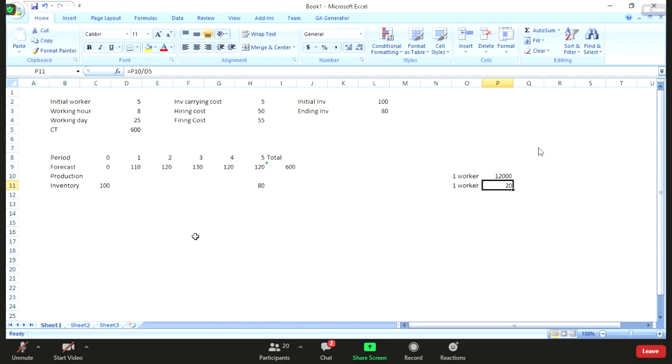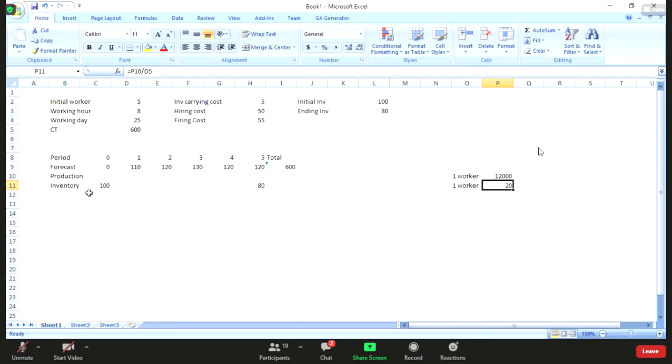Okay, sudah? This one, is it clear? One worker can produce only 20 units. Clear, sir. Now let's try to implement chase strategy. In chase strategy, we try to fulfill the demand exactly.